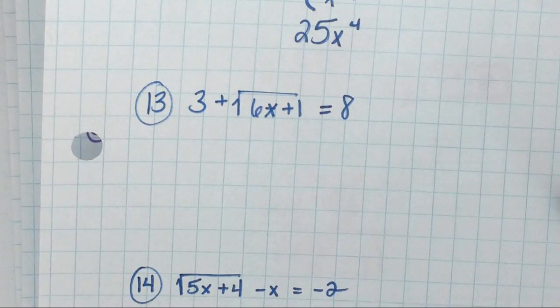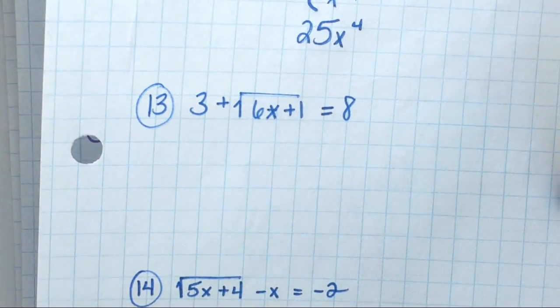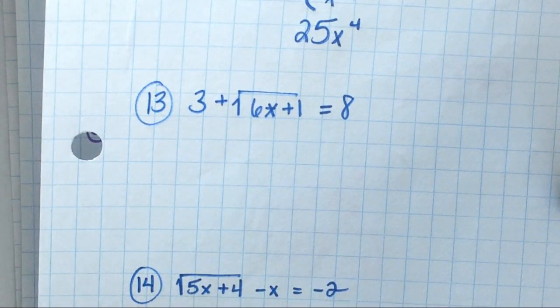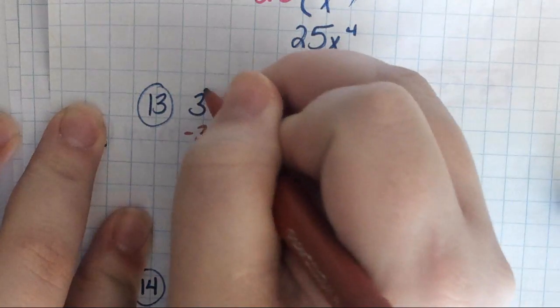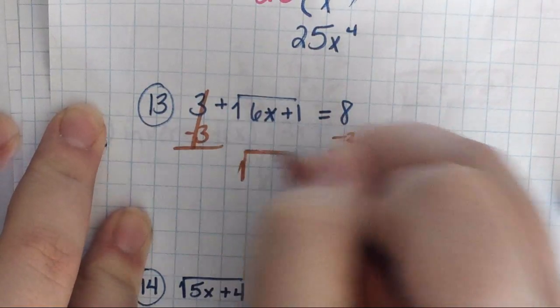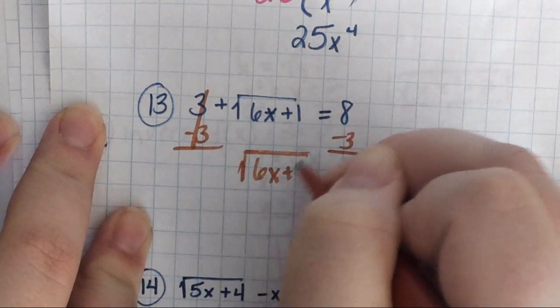On number 13, we need to get x by itself, so we've got to start moving stuff around. First thing I would do is subtract 3. If I subtract 3 from both sides, I've got square root of 6x plus 1 equals 5.